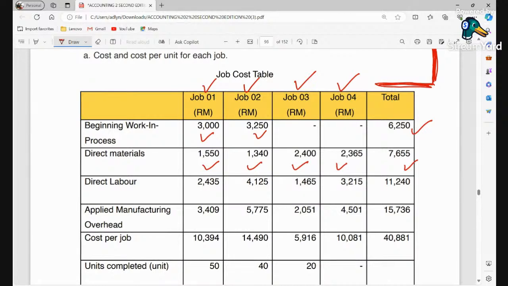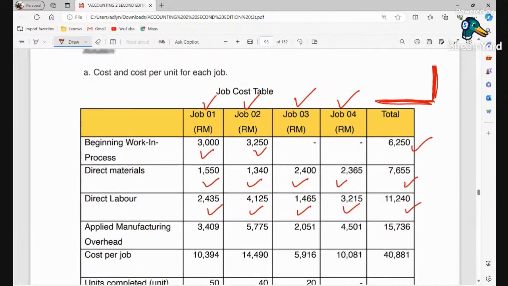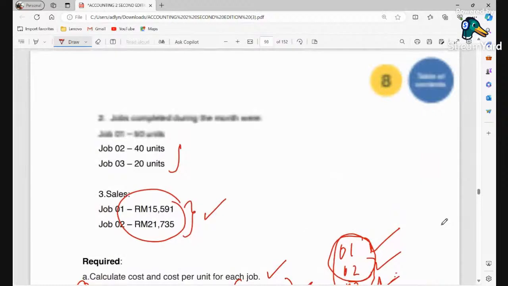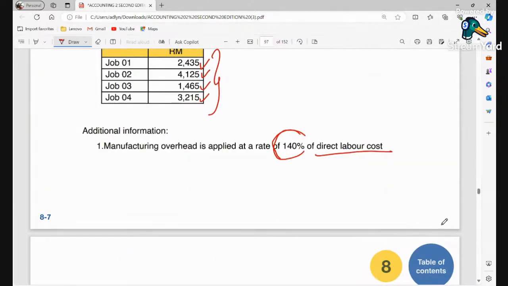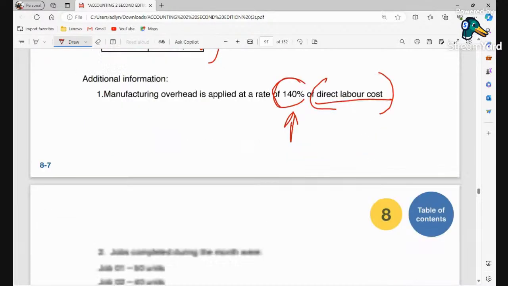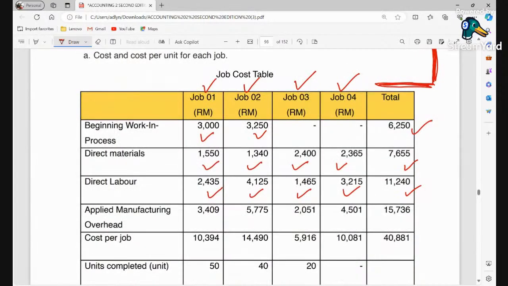Okay, alright. So lepas tu kita akan kira direct labor. Yang ini taken from the information of the time ticket given just now. So kita akan dapat total dia 11,240. Then we need to calculate the applied manufacturing overhead. As you can see in the question, dia dah bagi your PUR ialah 140%, based on your direct labor cost.